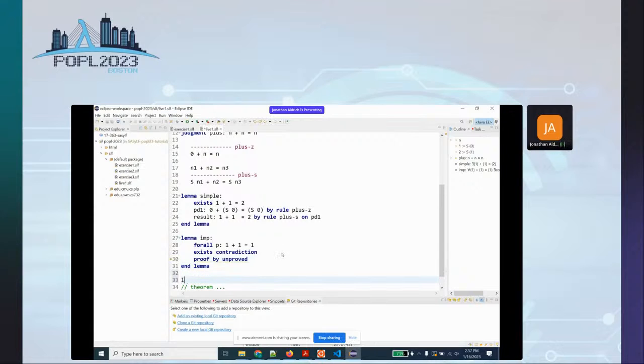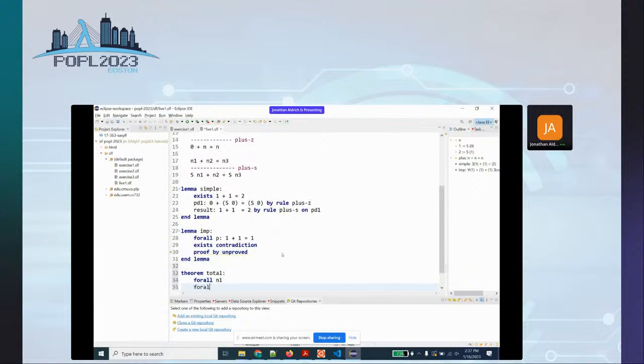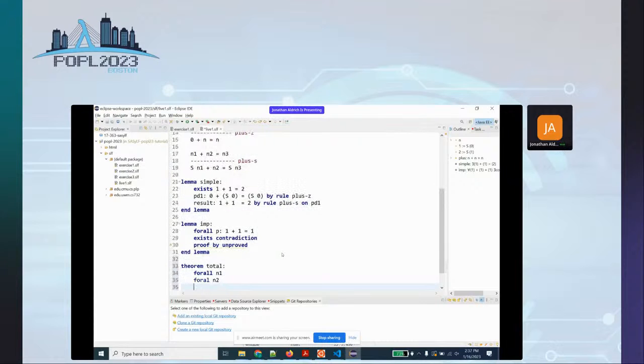Let's look at a more interesting lemma, which would be totality, that says for all n1 and for all n2, I have to spell for all correctly. That's actually a nice thing about NDE. It tells you right away, hey, I've misspelled something here. N1 plus N2 equals N3, and N3 is implicitly existentially qualified, if that makes sense. It should be N3, not 3. That's going to be really hard to prove.